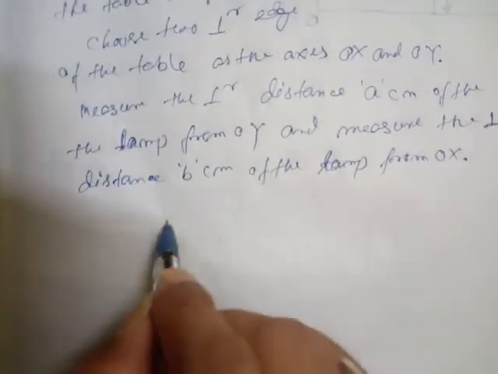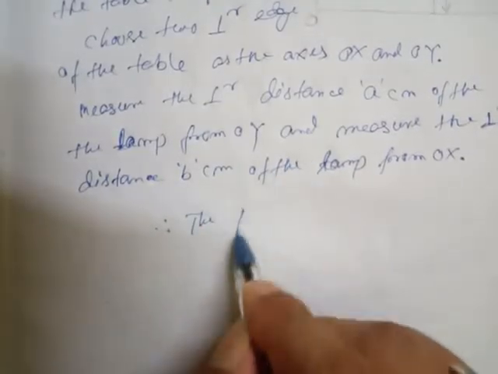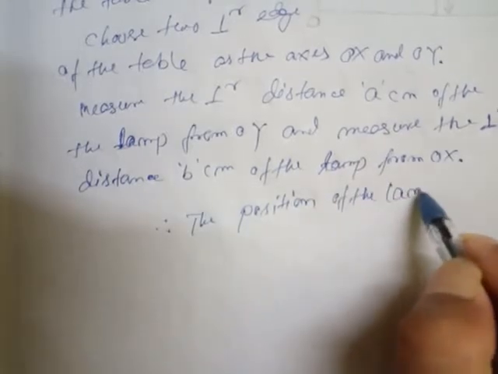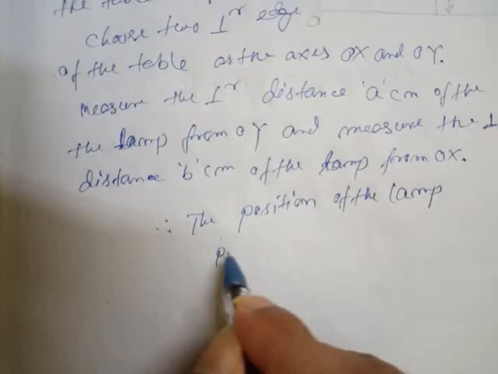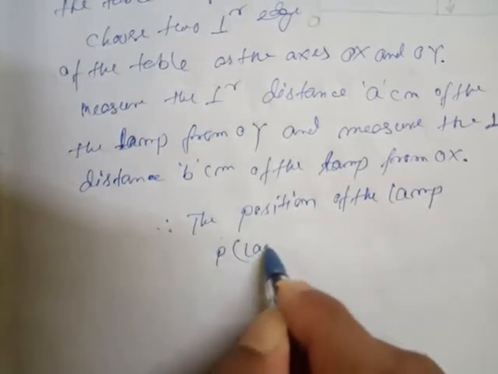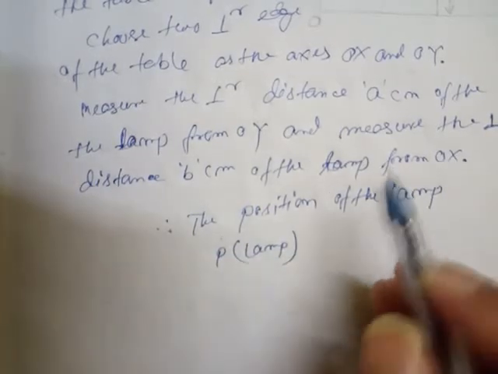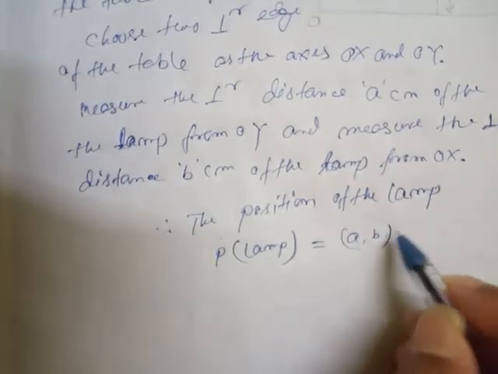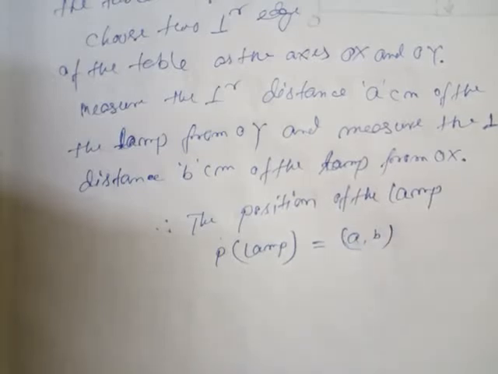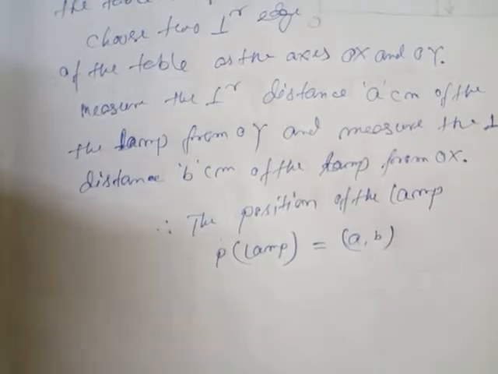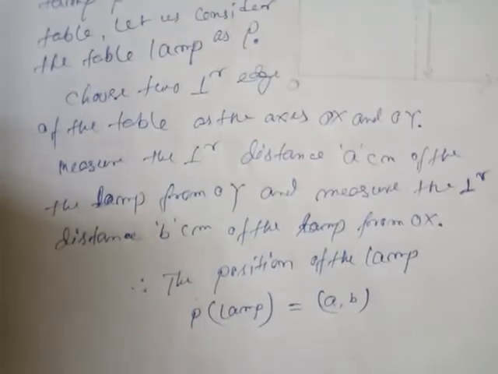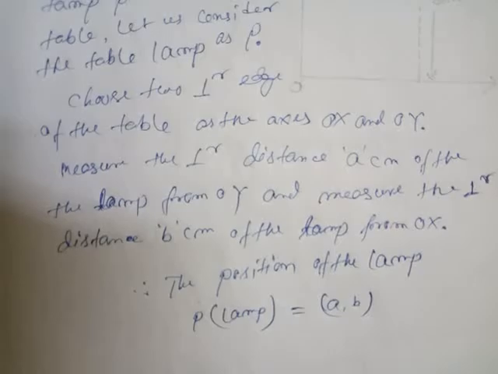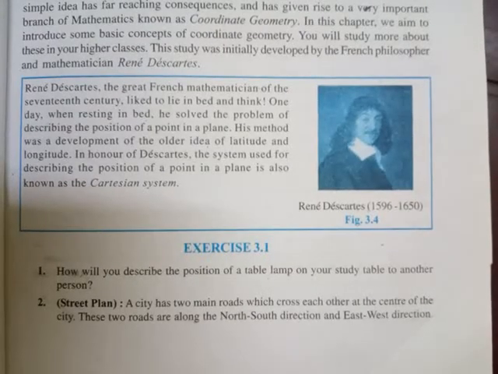Therefore student, the last line, therefore you can say that the position of the lamp, in bracket we'll write here P, lamp, equal to A comma B centimeter, or if I write only A comma B we will also be okay. This is the position of the lamp. This question is very simple students, and you have to write only a few sentences for this question number 1 after drawing.